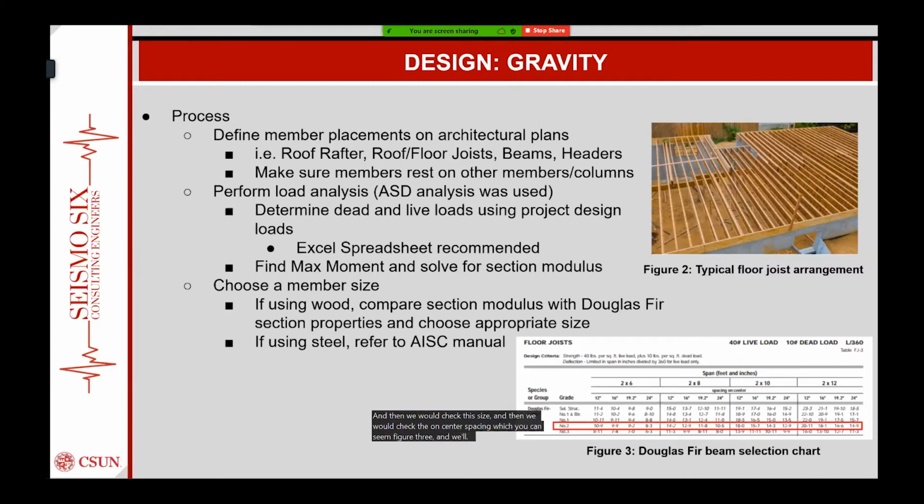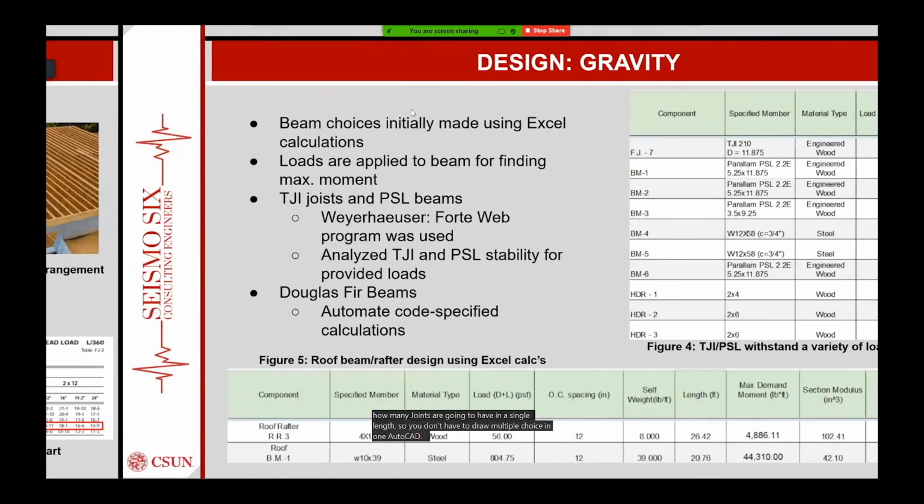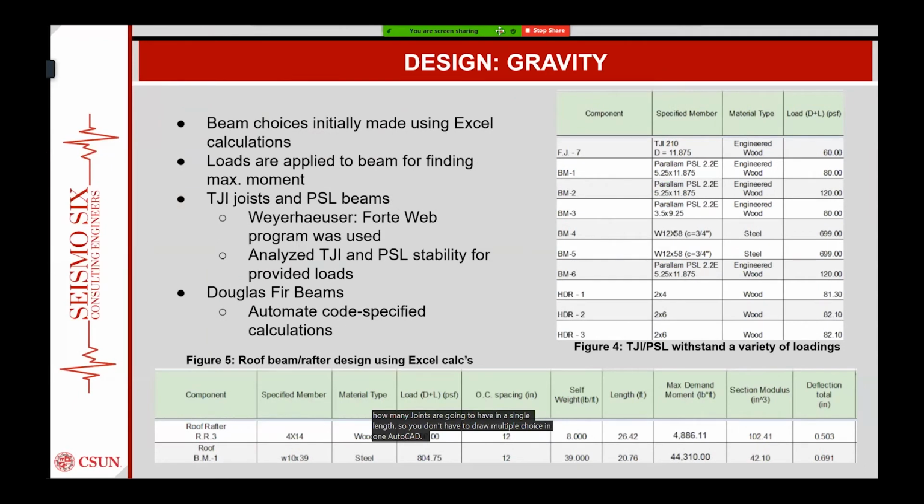And what on-center spacing is, in figure 2, if you look, that's the gap between the joists. So that tells you how many joists you're going to have in a single length, so you don't have to draw multiple joists in one AutoCAD. And then here's an example of our calculations through Excel.